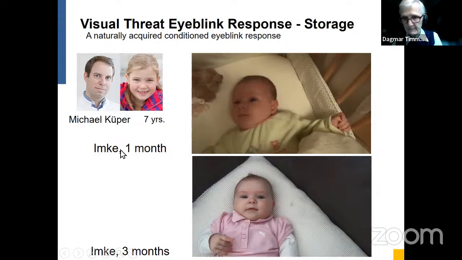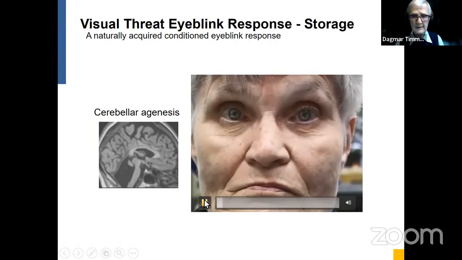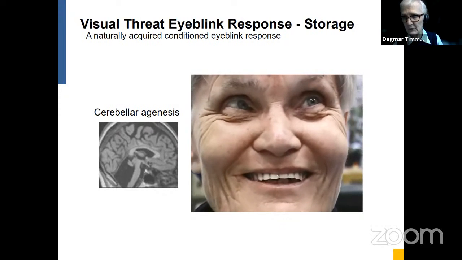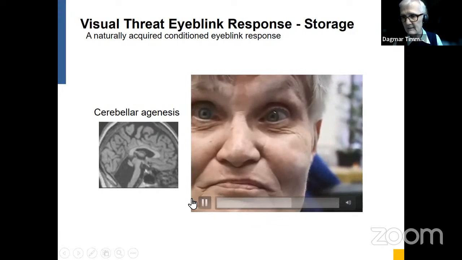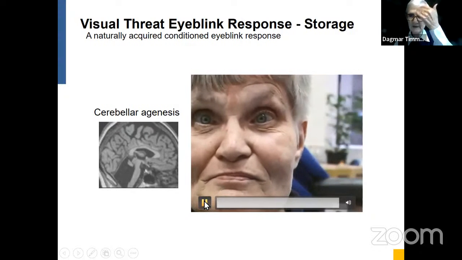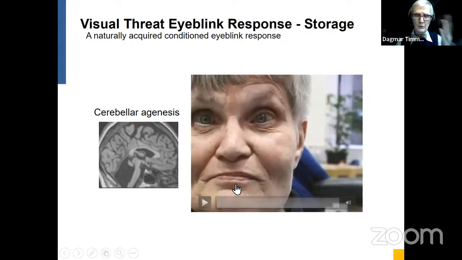Now, in this patient born without the cerebellum, she never had a cerebellum, you would assume that she would never have had the opportunity to acquire this, if this is really a form of associative learning. And this is the case. So here it's my hand waving in front of her eyes, no blinks at all, very different to Imke at the age of 3 months. Unfortunately, I didn't take a video touching the head of the patient. When you touch it, then she gets the blink. So no cerebellum, no visual threat eyeblink response.